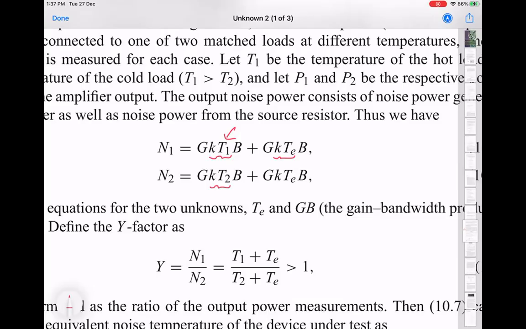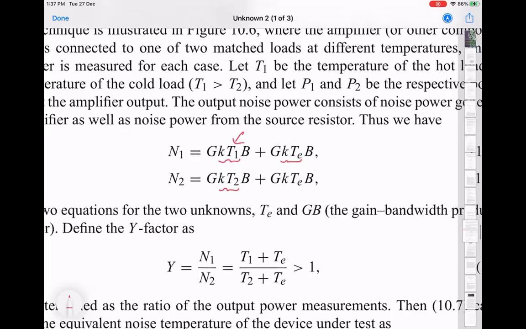Now there are some caveats here in reality, because you have to only change the temperature of the input resistor, not that of the amplifier. In some cases, if the amplifier's temperature changes, its noise itself could change. So that is important to keep in mind here.